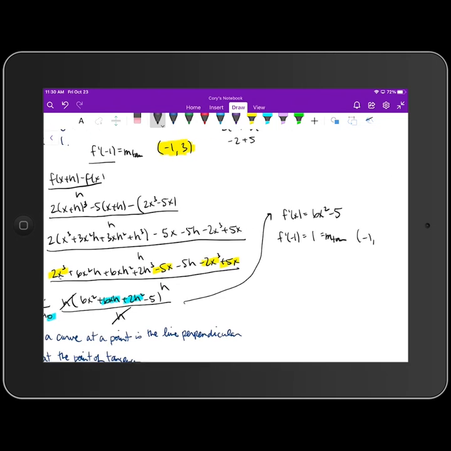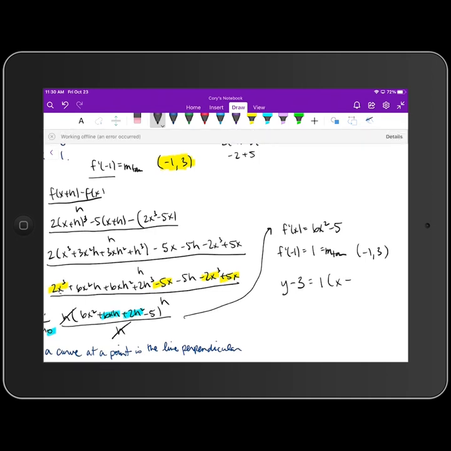And then we have the point negative 1, 3 that our tangent line passes through. And then once we have the slope and point, we can plug that into our point slope formula, which is y minus the y coordinate of our point 3 equal to the slope 1 times x minus negative 1. X minus negative 1 is the same thing as x plus 1. Okay, so that right there is our tangent line equation.